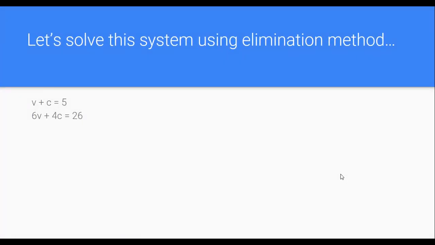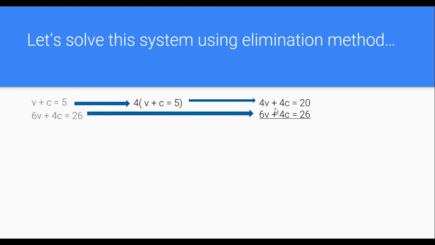Now, this is a little bit different than our previous example using elimination because you should notice that none of my coefficients for V match up in any way, and my coefficients for C don't match up in any way. So what I'm going to have to do is multiply the first equation by either 6 or 4 to get them to match up. In this case, I multiplied by 4. You can multiply by 6 if you prefer. So when I distribute that 4, I get 4V plus 4C equals 20. And I've done nothing to the second equation. It just remains the same.